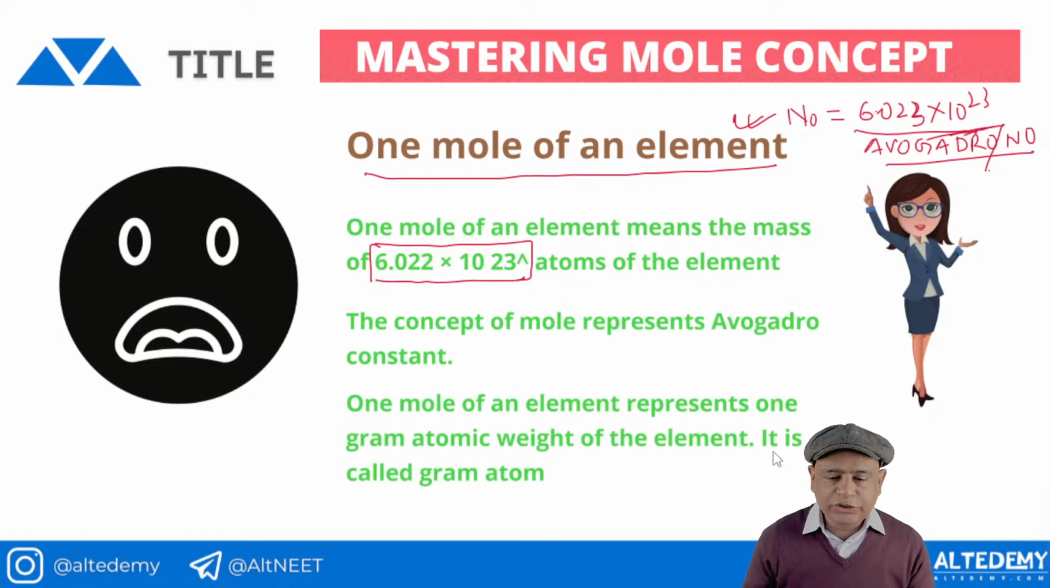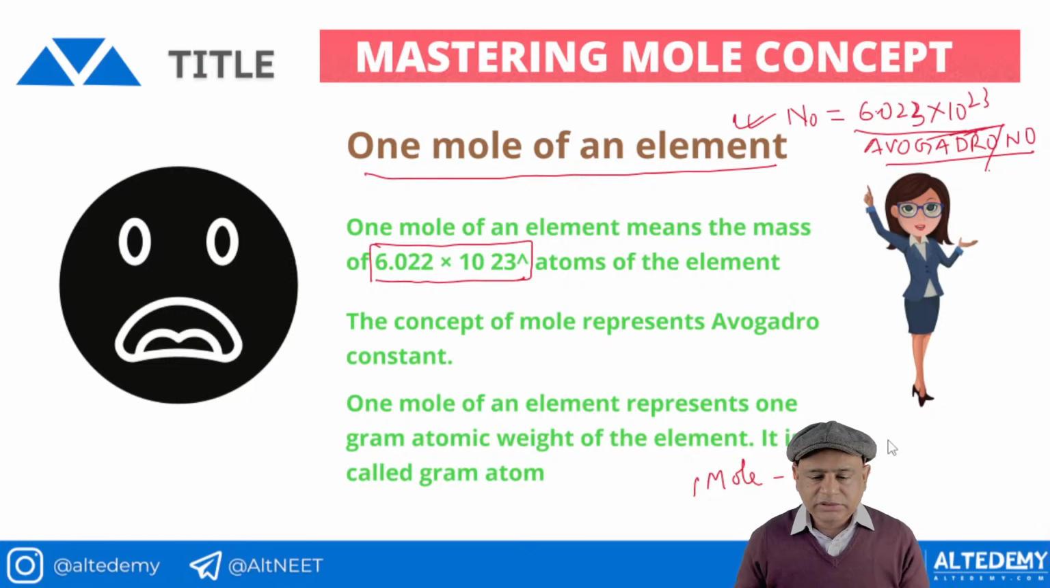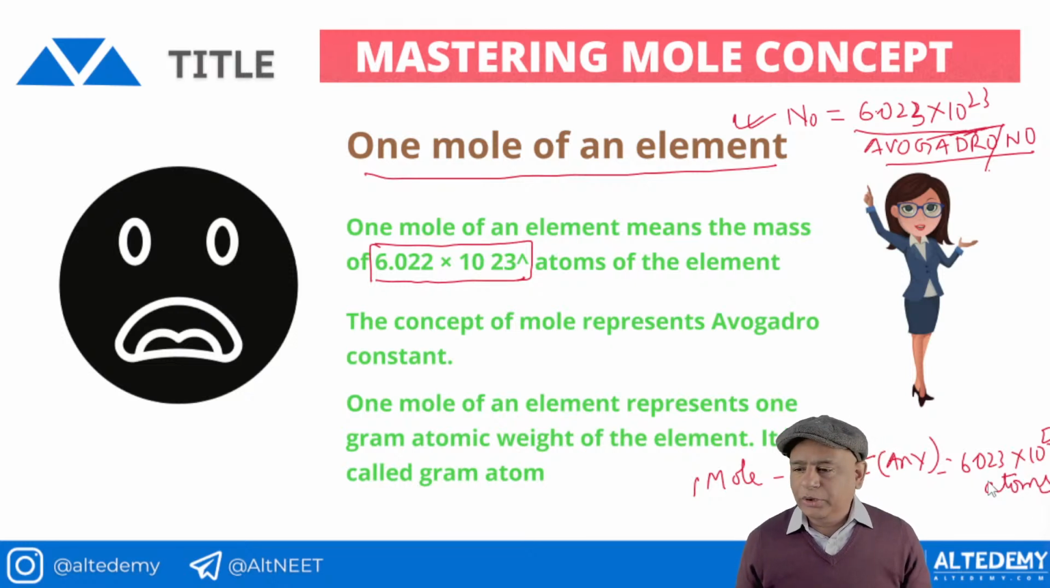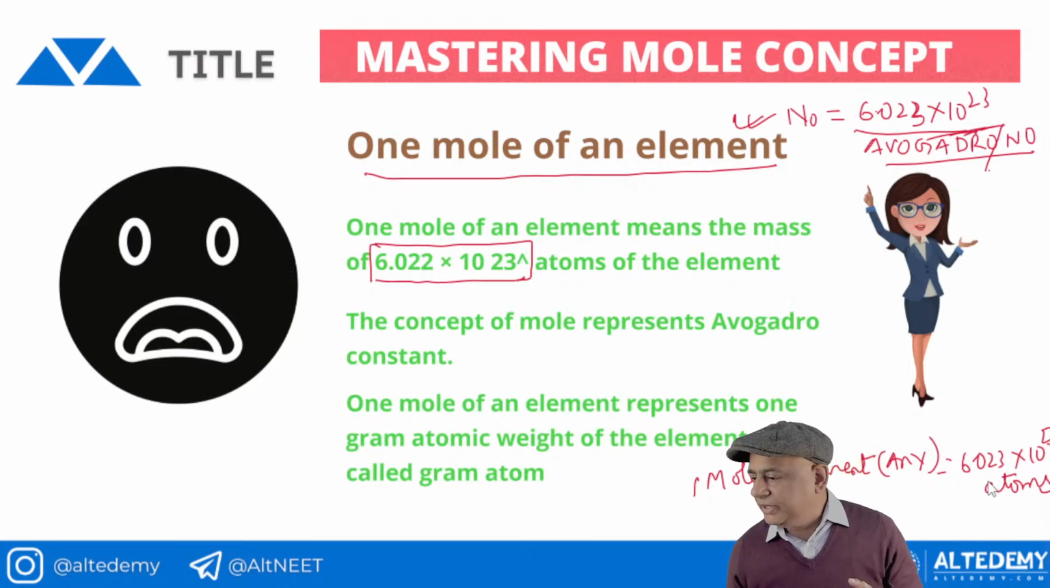And the first thing that you should remember: 1 mole of any element, I should write any element beside it, 1 mole of an element is equal to 6.023 into 10 to the power 23 atoms. You should not have any two thoughts about it. 1 mole is equal to 6.023 into 10 to the power 23 atoms if we are talking about an element.